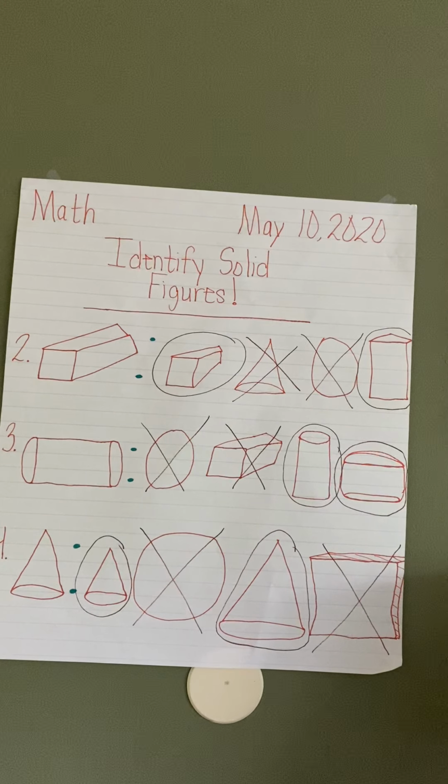Number one, what object did they mark an X on? They marked an X on the can because the can resembles what solid figure? The can resembles a cylinder. So I need you to go ahead and trace over the X that is on the can.